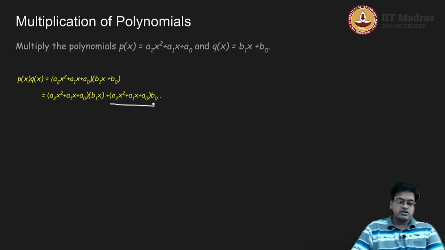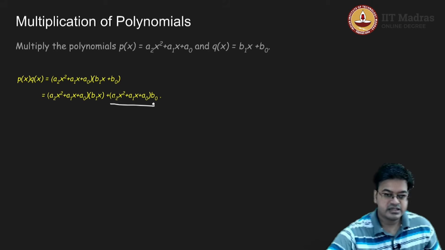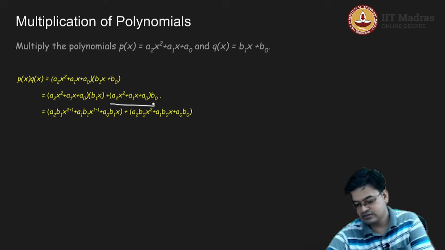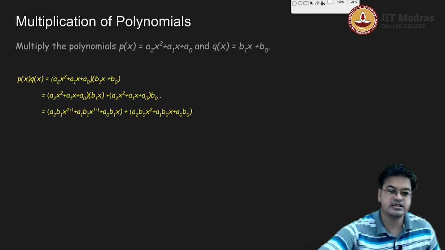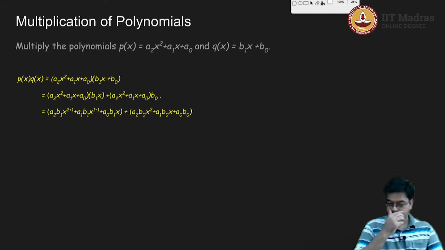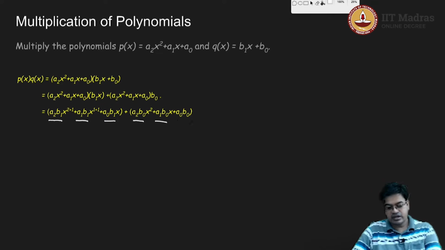Okay. So now it's simple. The job is multiplying these two polynomials and you will get some answers. It's okay. But now our main worry is to find a pattern in these answers. So now when I multiplied this, if you look at this particular expression, that is a2b1 x raised to 2 plus 1, a1b1 x raised to 1 plus 1, a0b1 x, a2b0 x square, a1b0 x, a0b0. Here you take a pause and examine the terms.